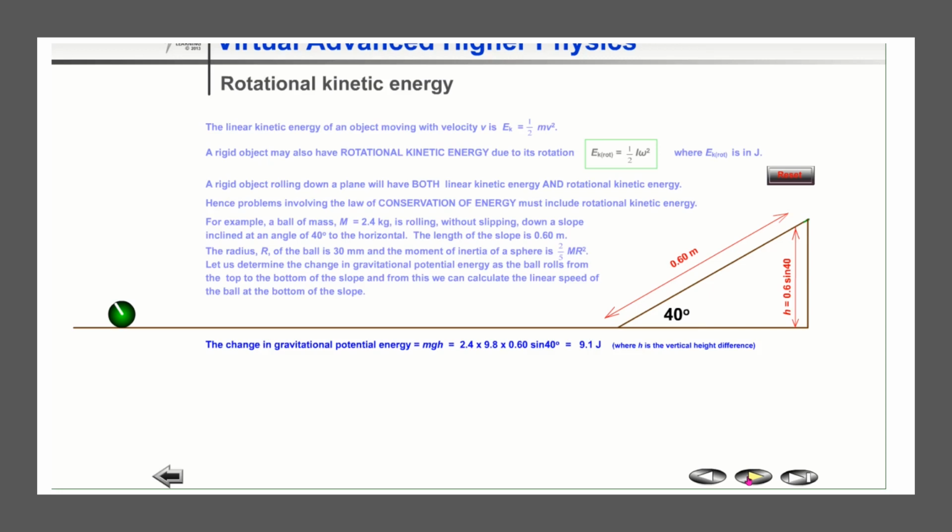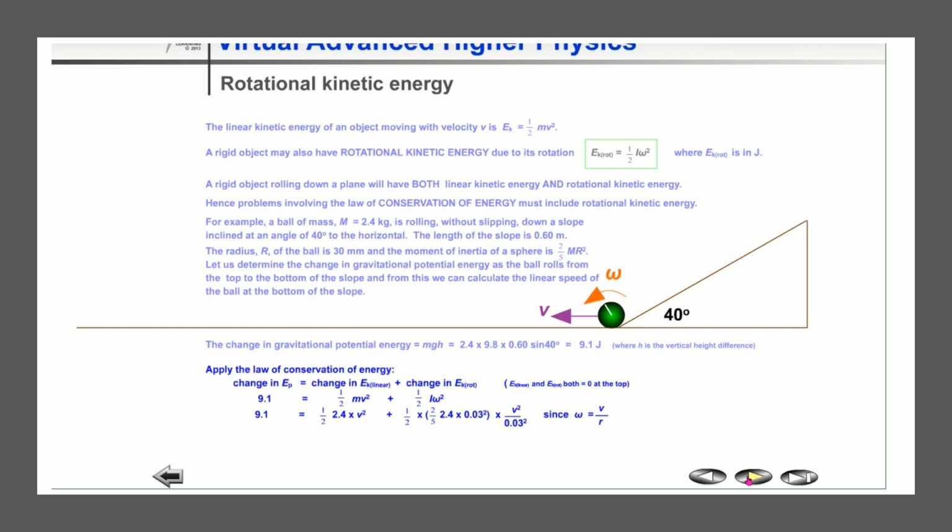The change in gravitational potential energy, EP, is mgh. The mass is 2.4, the gravitational field strength or acceleration due to gravity is 9.8 meters per second squared, times 0.6 sine 40, which is the vertical height of the slope. Applying the law of conservation of energy, the gravitational potential energy must equal your change in linear kinetic energy plus your change in rotational kinetic energy. Both were assumed to be 0 at the top.